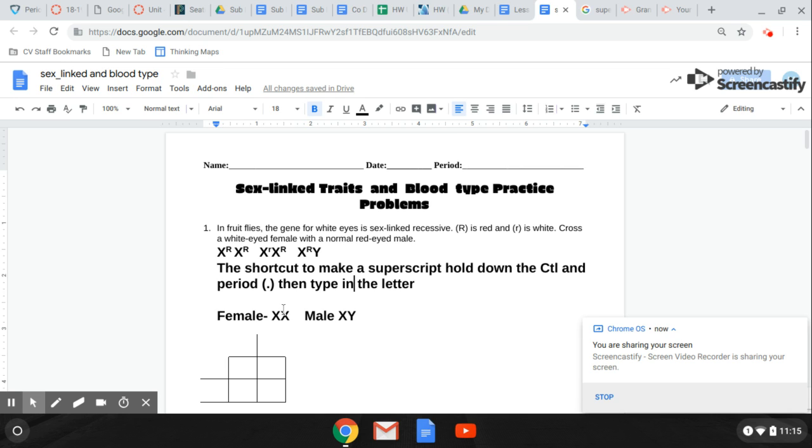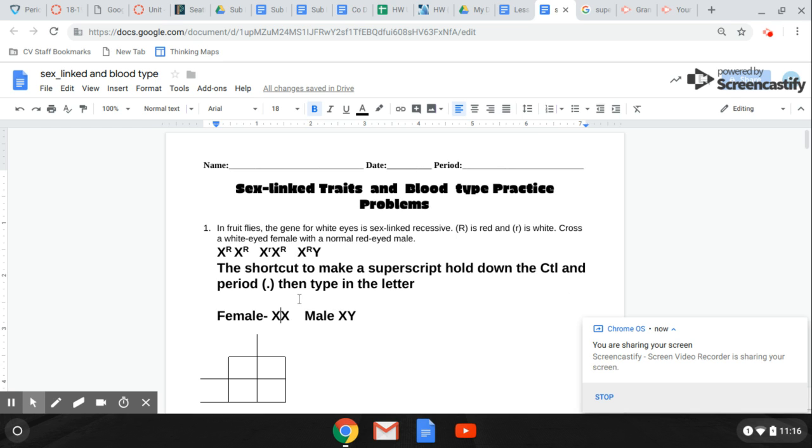So first thing that you guys need to know is we're going to read the problem. It says, in fruit flies, the gene for white eyes is sex-linked recessive, and capital R means that we have red eyes, and lowercase r means that we have white eyes. So it says cross a white-eyed female with a normal-eyed red male. First thing to take note of is that females are XX, while a male is going to be XY. So this is pretty much the basic part of it.